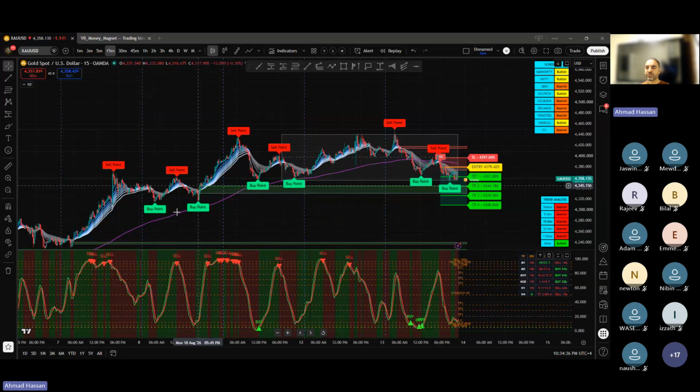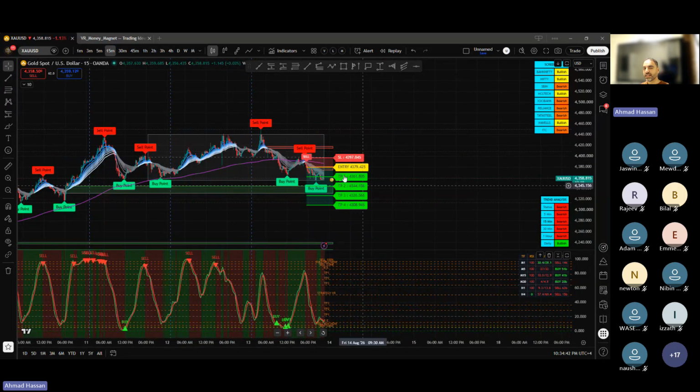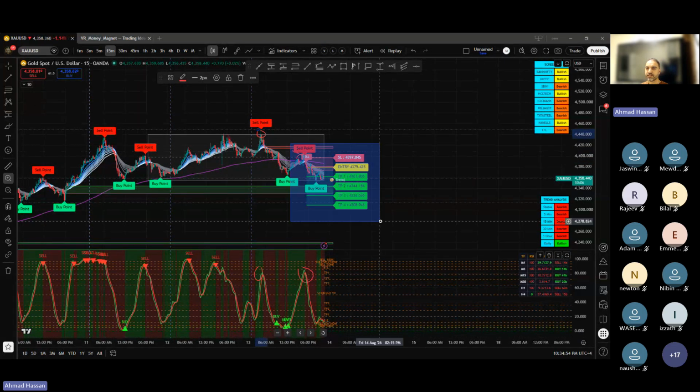So if the market is above the 200 moving average, the purple line, I will only take buy entries. If the market is below the purple line, I will only take sell entries. Whenever it comes this way, or here, sell points, I'll take the entries based on that. And as you can see, it works fine, right?